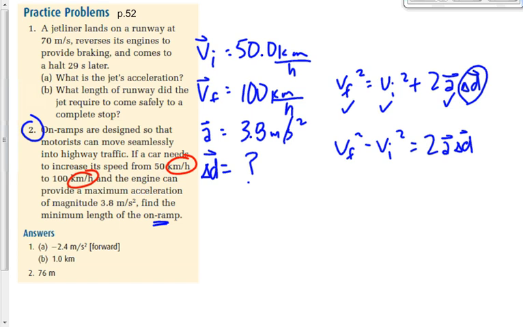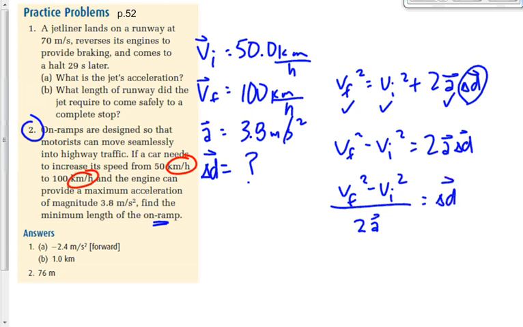Division, right. In the end, what I'm really doing here is dividing both sides by 2A. The 2A cancels on the right side. So in effect, it's just dividing the left side by 2A. So VF squared minus VI squared over 2A equals delta D.